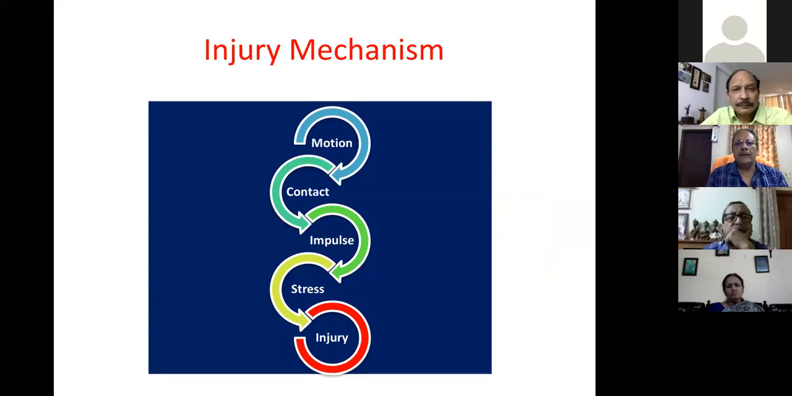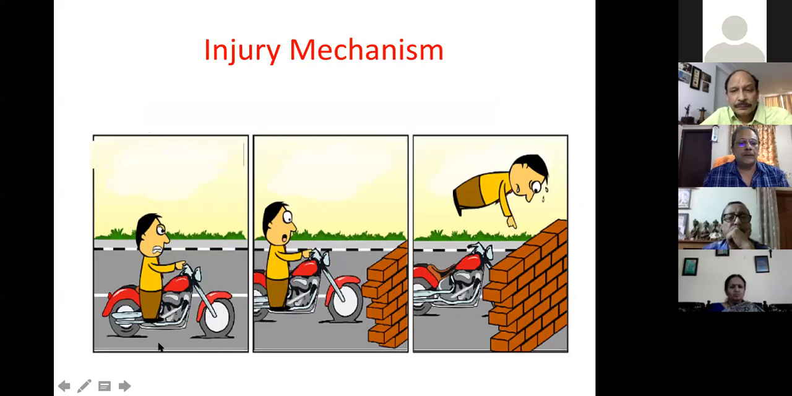I'm just showing in terms of a picturized model: going on a bike, there is a wall, he hits against the wall, there's an impulse, the stress may be there during the contact itself, and that leads to impact on the wall or maybe landing on the ground, resulting in some kind of injury. So the same thing I just showed in terms of a cartoon picture here.